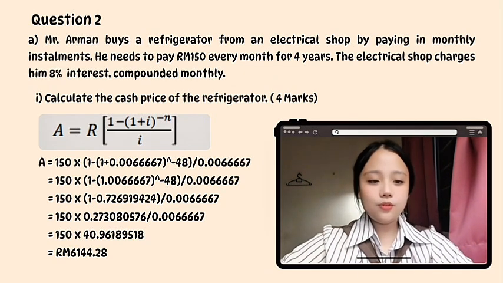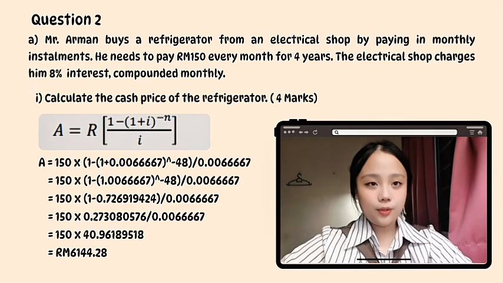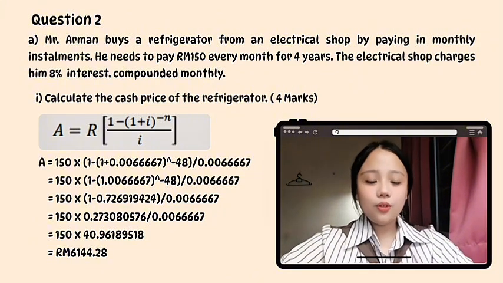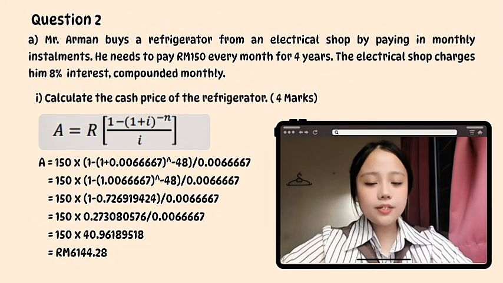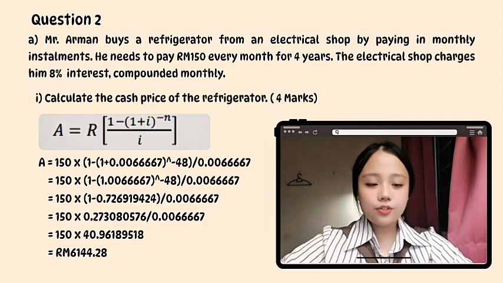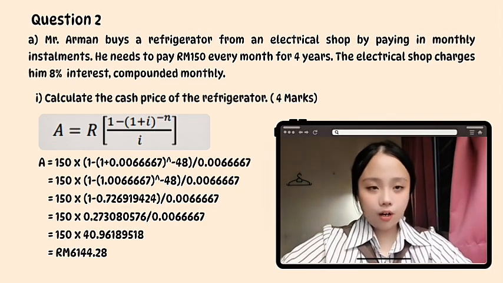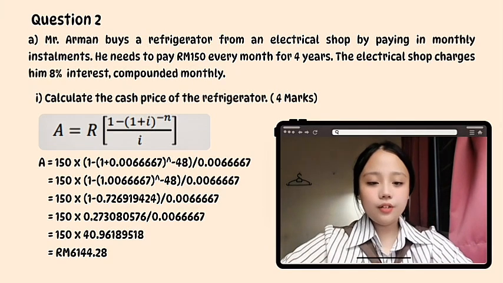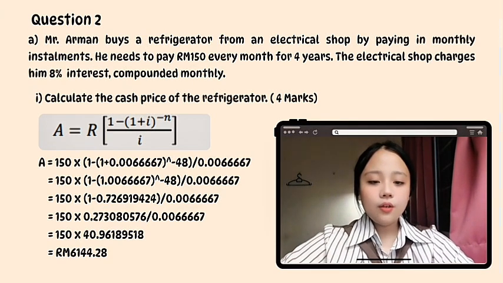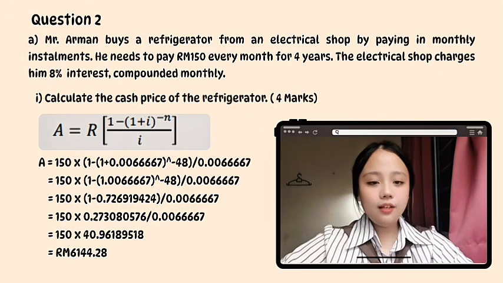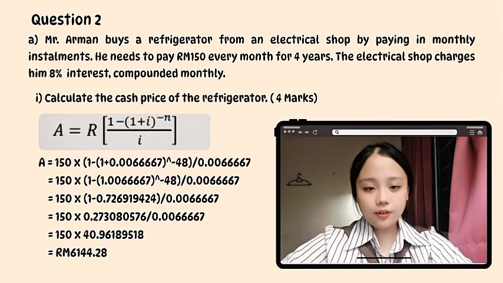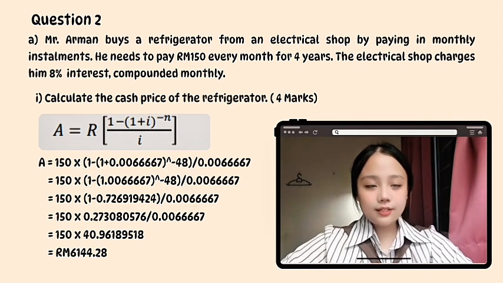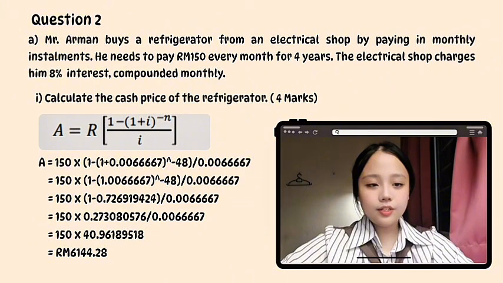To find the cash price, we use the present value of annuity formula below. Present value equals regular payment by open bracket 1 minus open bracket 1 plus interest rate close bracket to the power of negative number of months close bracket divided by interest rate close bracket. Whereas payment is 150, interest rate per month is 8% divided by 12, which is 0.00667, and the number of months is 4 times 12, which is 48.